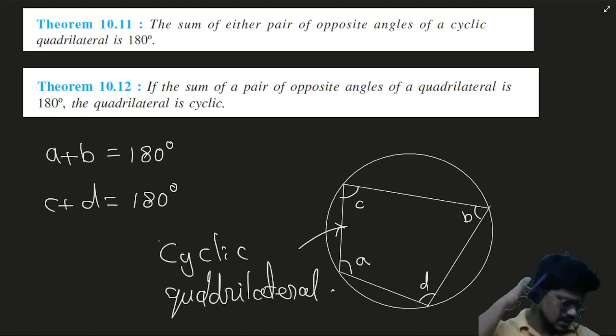Now we can start with the exercise which you have. The next exercise is exercise 10.5. We'll start with it, and this is the last exercise which you have for the chapter Circles.